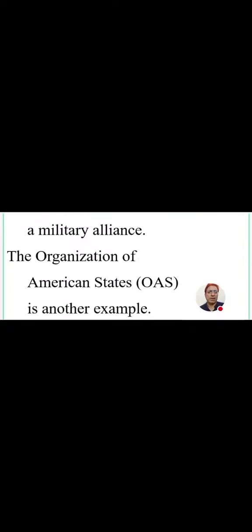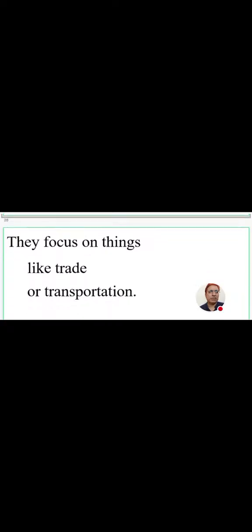NATO is one example of such IGOs, and it is mainly a military alliance. And the Organization of American States, OAS, is another example. It works for economic growth and democratic reforms. Most IGOs work on certain economic issues or they work on social issues. They focus on things like trade. They also focus on transportation.